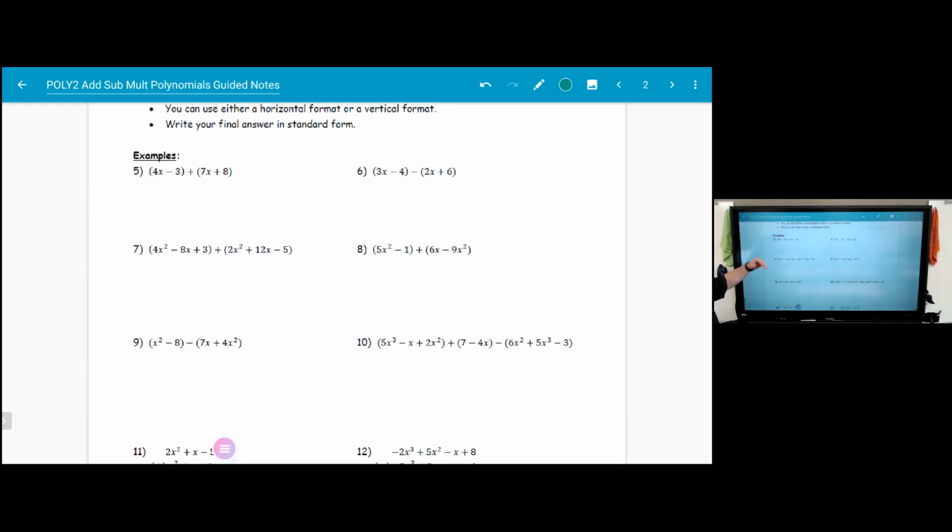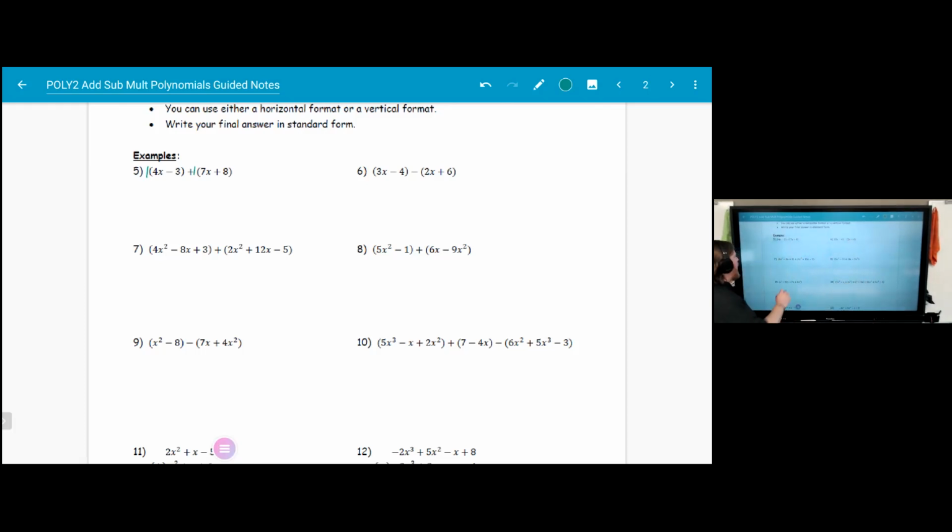Example here, I'm going to do a horizontal on number 5. It says 4x minus 3 plus 7x plus 8. These are examples of adding 2 binomials together. They both have 2 terms. Think about it this way. This is like multiplying 1 out in front, distributing a 1 through. We know how to do the distributive property.